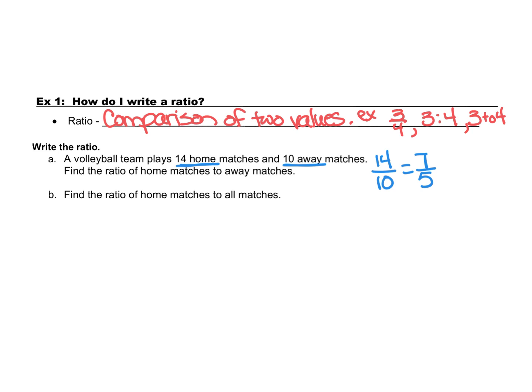Find the ratio of home matches to all matches. So if we're writing the ratio of the home matches to all the matches, well, remember we have 14 home matches. But then if we're going to talk about all the matches, we have 14 home and 10 away. So we have to add these together to list the total number. So we would have 14 all over 24, and I could leave it like that, or I could simplify that to 7 all over 12.